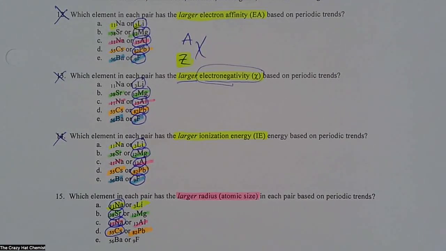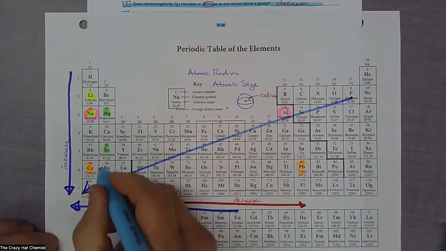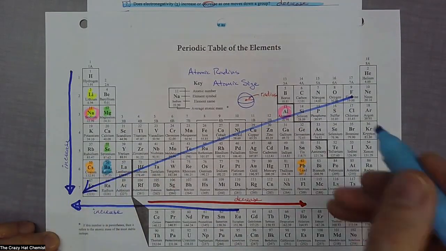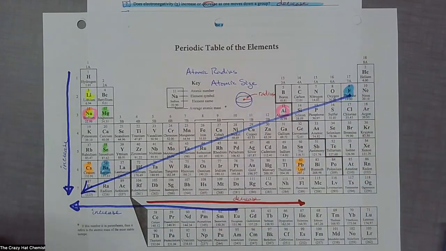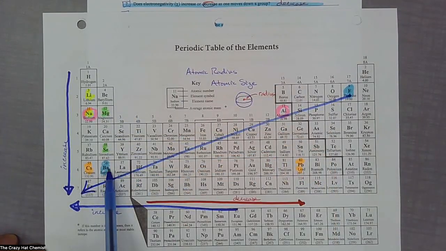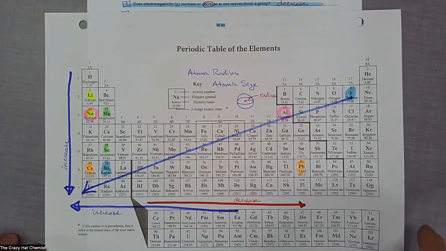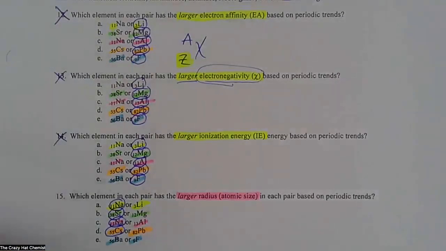That would be between barium, element number 56, and fluorine, element number 9. Let's find those on our periodic table: barium number 56 or fluorine number 9. Which one is larger? Well, the size increases as you go down a group, and barium is further down. The size decreases as you move to the right, and therefore it increases in size as you move to the left. So barium is most certainly much larger than fluorine, by far.